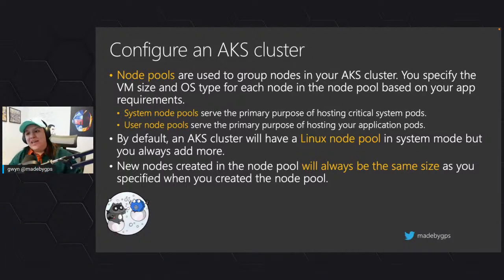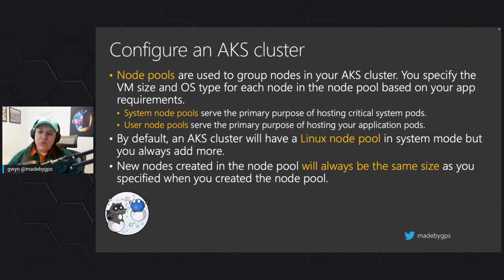So by default, an AKS cluster will have a Linux node pool in system mode, but you can always add more. If you think about this, it makes complete sense because you can't have an AKS cluster without a control plane. And Linux is just the most popular option in terms of an operating system for your servers when you think cloud. So it makes sense to have the default be a Linux node pool in system mode, right?